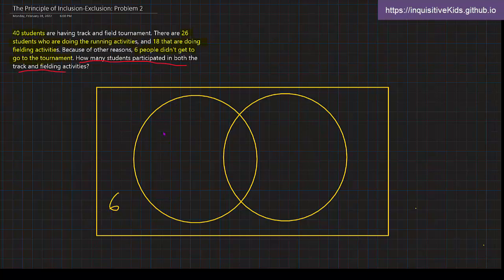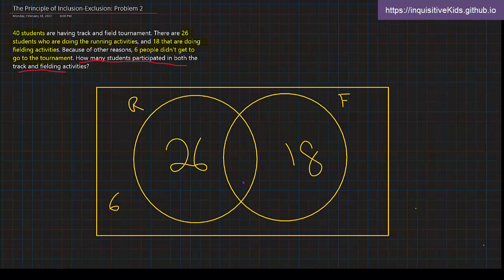Now we need to focus on the athletes who went, the students that were part of the competitions. And this isn't much different now from our other problems. So this left circle would be running activities on the track. Over here would be fielding activities. So for running activities, there are 26 students, and for fielding activities, there are 18 students. So how many students participate in both? So we're trying to find this.